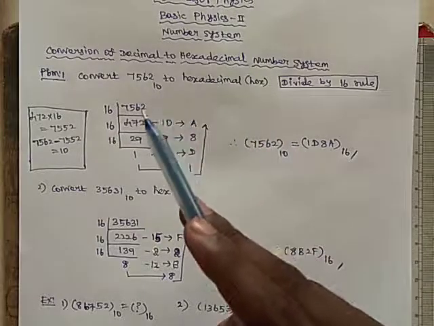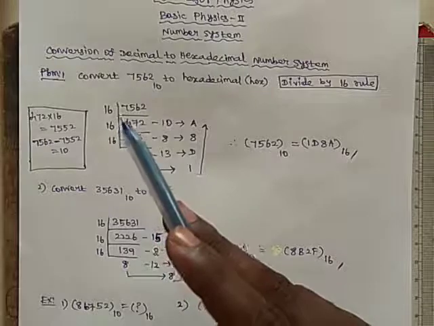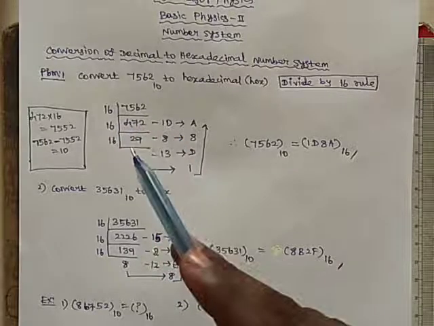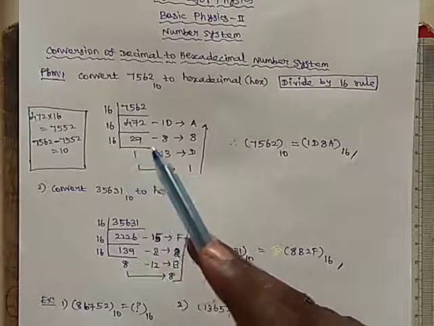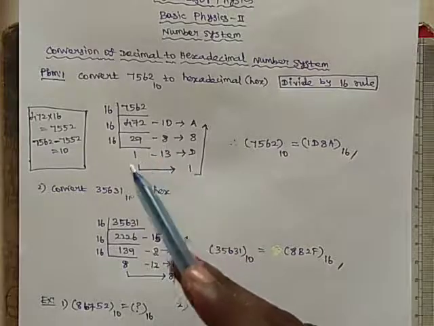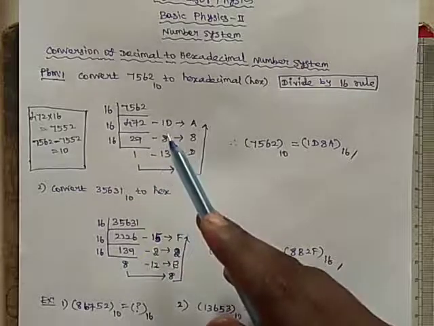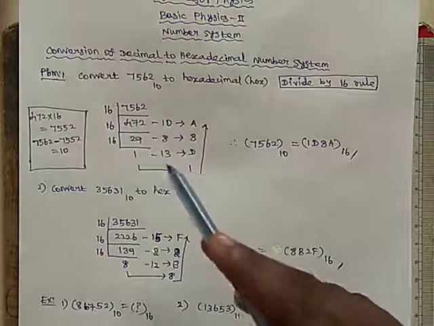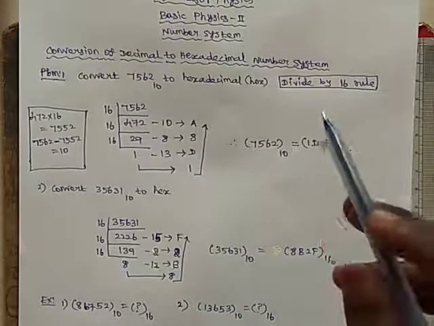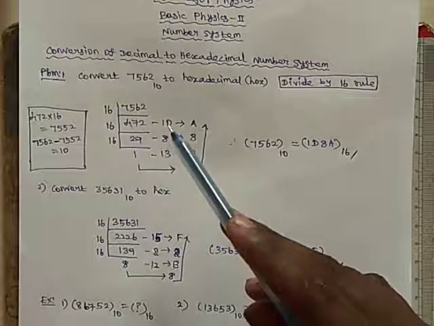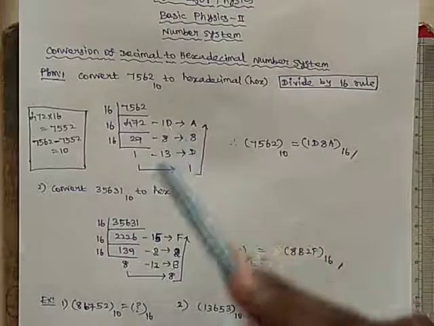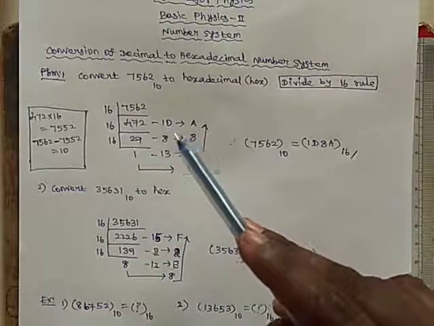So 7562, you have to apply the divide by 16 rule. 7562 divided by 16 is 472, remaining 10. Divide by 16: 29, remaining 8. Then 29 divided by 16 is 1, remaining 13. So you have to convert the remainders. If the remainder is between 1 and 9, you can write it as such. If it is 10 or greater than 10, you have to convert to the corresponding hexadecimal digit.